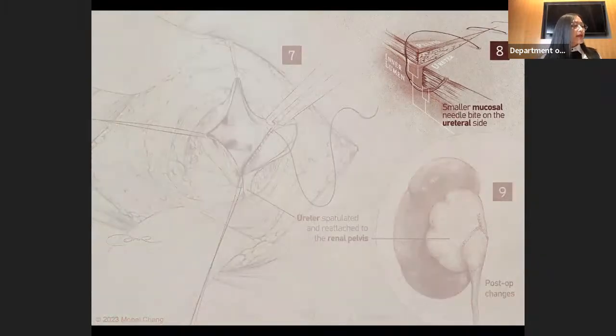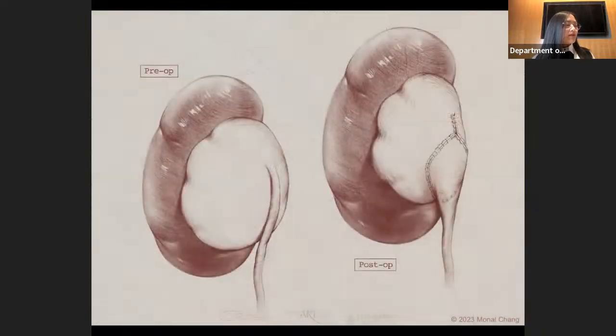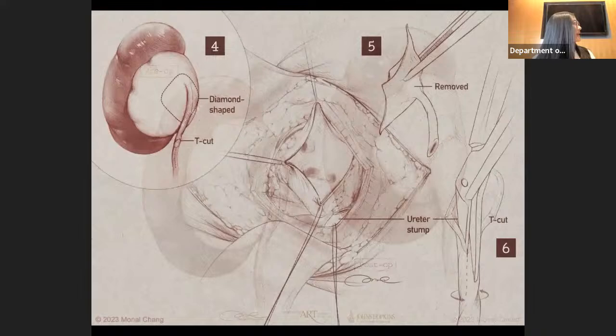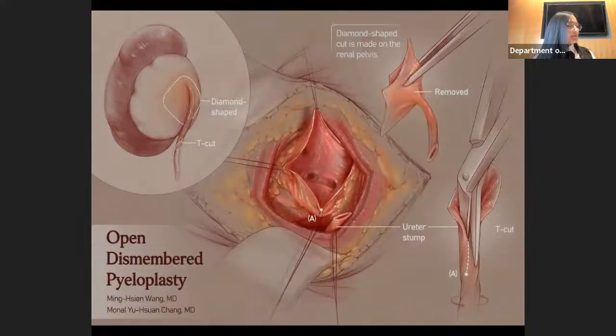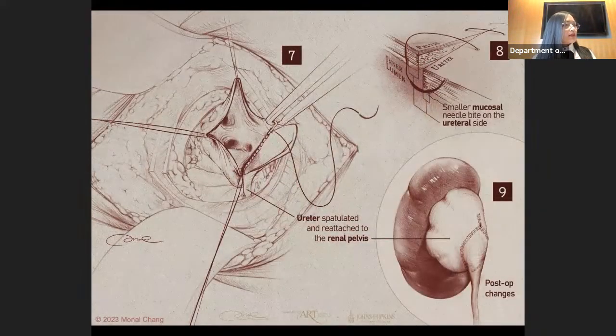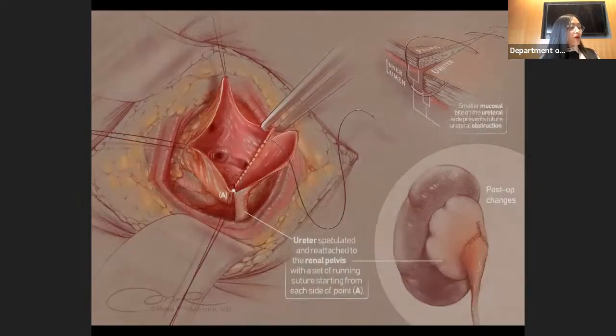Figure 8 shows that there should be smaller mucosal bites taken on the ureter side to prevent future ureteral obstruction from the sutures. Finally, in this slide, we see a comparison of the pre- and post-operative changes in the uretero-pelvic junction. For this surgery, I rendered figures 4 to 6 and figures 7 to 9. That is all for my surgical presentation today, and I'm happy to take any questions or comments.